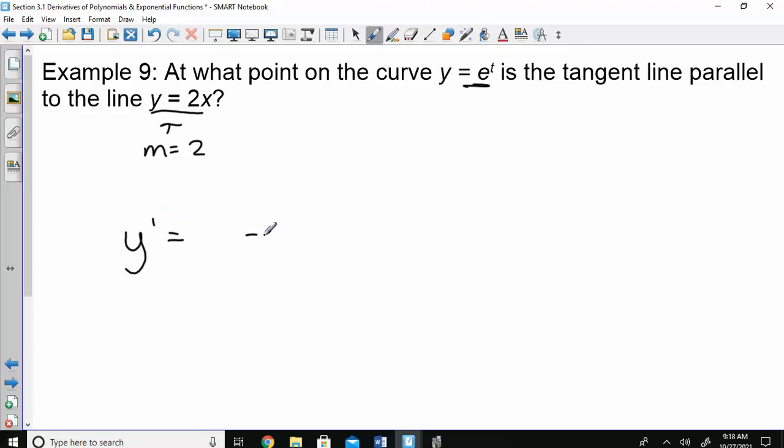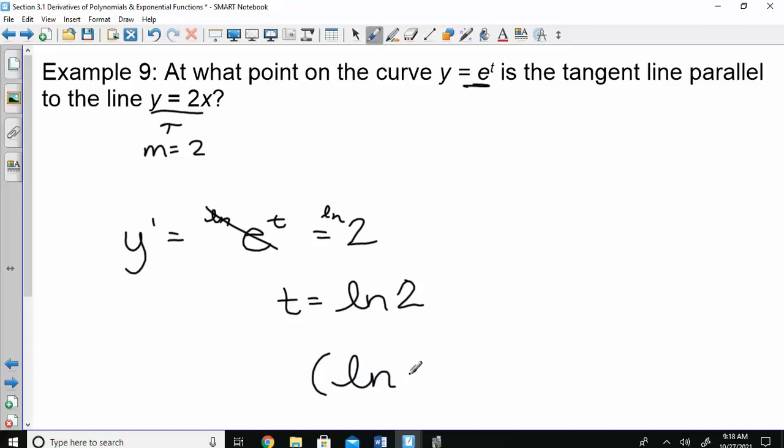So derivative of e to the t is still e to the t. And I want that to equal 2. Okay. Bring back some memories from college algebra. Do you guys remember what we add to cancel out that e? Yeah, we add a natural log to each side because a natural log and an e cancel each other out. So your t has to be the natural log of 2.